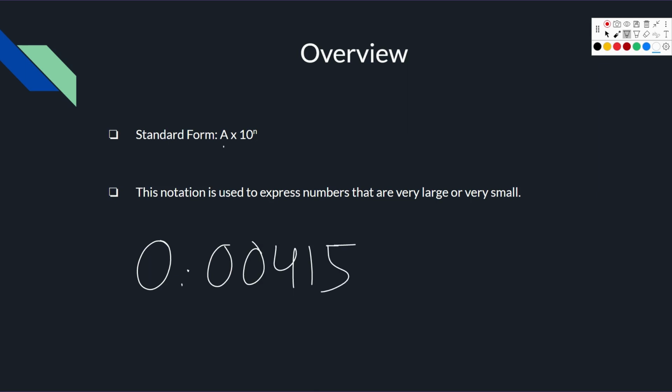Well, first we're going to look for our first actual value that's not 0, which is 4. So we start from there, put the decimal point immediately after, and then we have to include the 1 and the 5 since those are numbers that aren't 0 as well. So 4.15. And we're multiplying this by 10 to the power of some number.